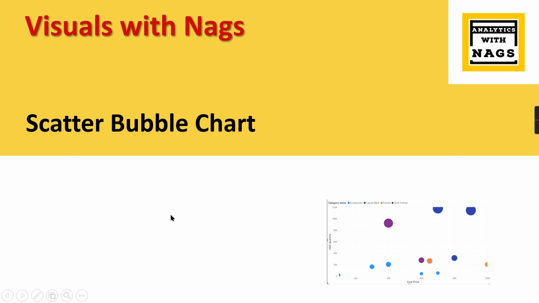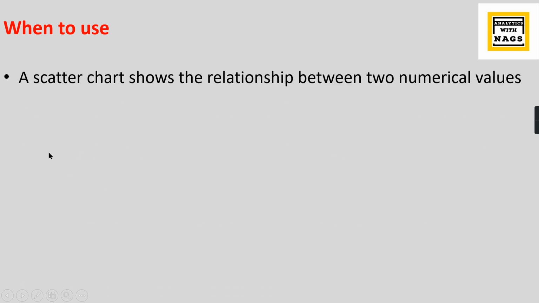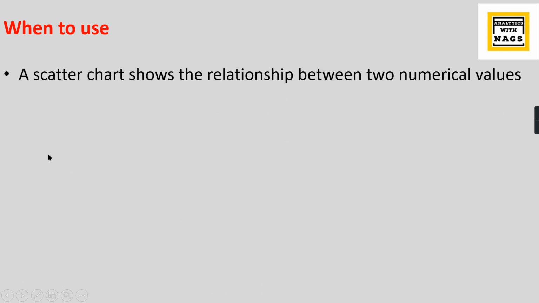Let's begin today's topic. So when to use this visual? A scatter chart shows a relationship between two numerical values. Basically, you have numerical values and you want to see the relationship between those two. Then you can go for a scatter chart.